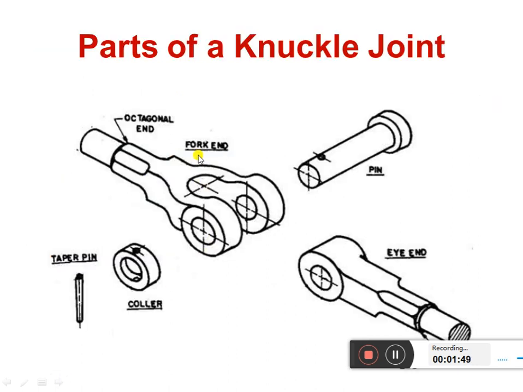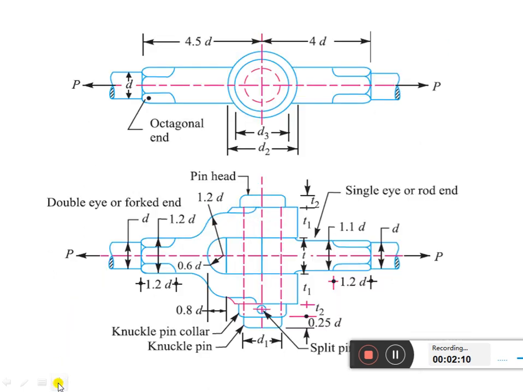So here you can see the fork end, or we call it double eye. Here we call it eye end or single eye. This is the pin, and this is the collar, and this is the taper pin. So these are the 5 major components in a knuckle joint.